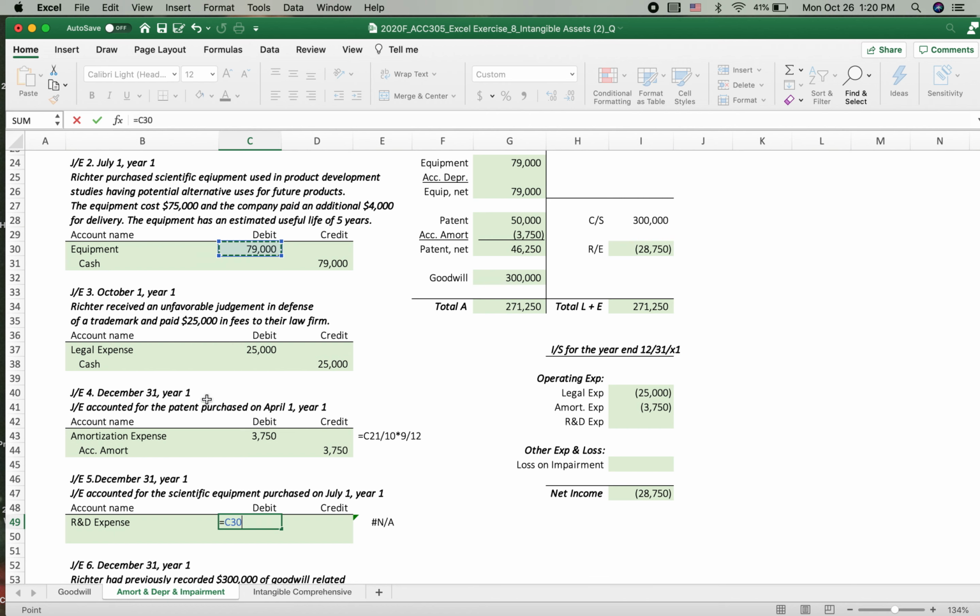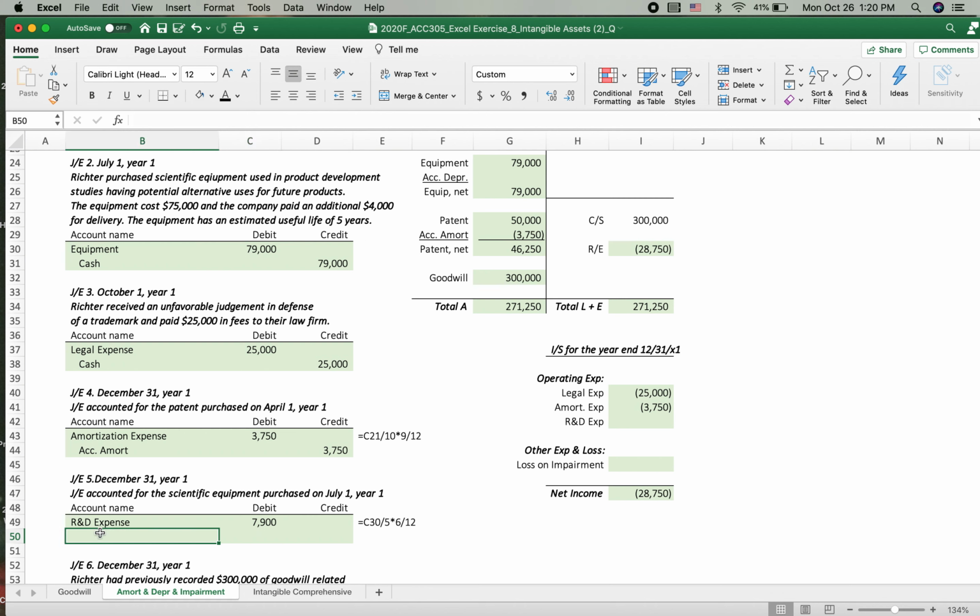And how many years is the useful life? The 5 years. So 5. How many months? Right, 6 months out of 12. So 7,900 is R&D expense, not amortization expense, not the depreciation expense for this, because the purpose of purchasing this asset is to produce some R&D studies.